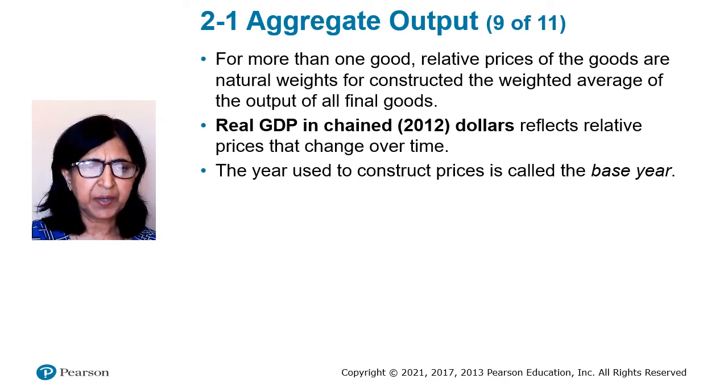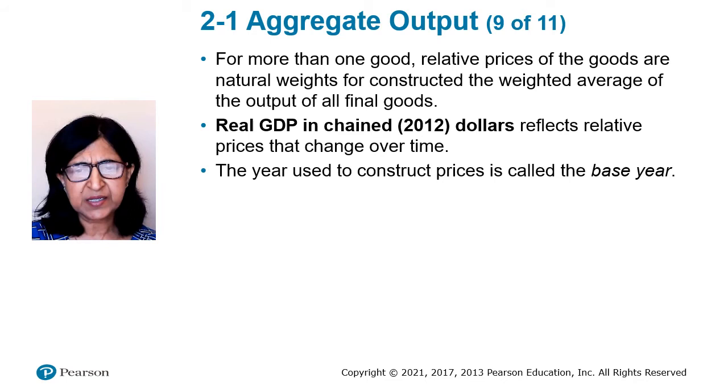Real GDP in chained 2012 dollars reflects relative prices that change over time. The year used to construct prices is called the base year. In the base year, nominal GDP and real GDP are always equal.